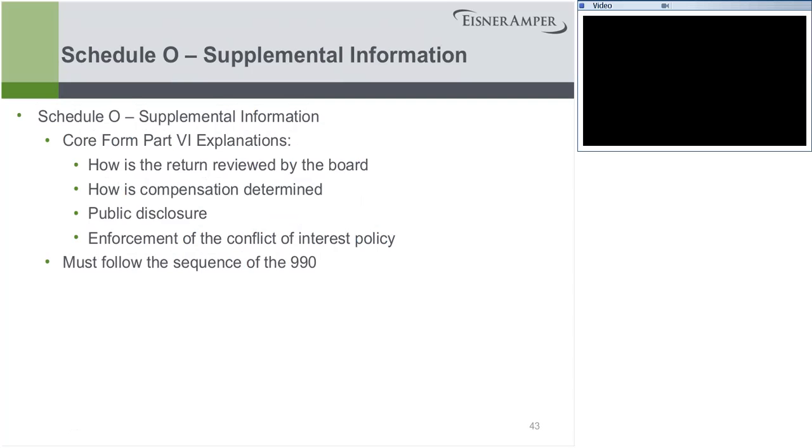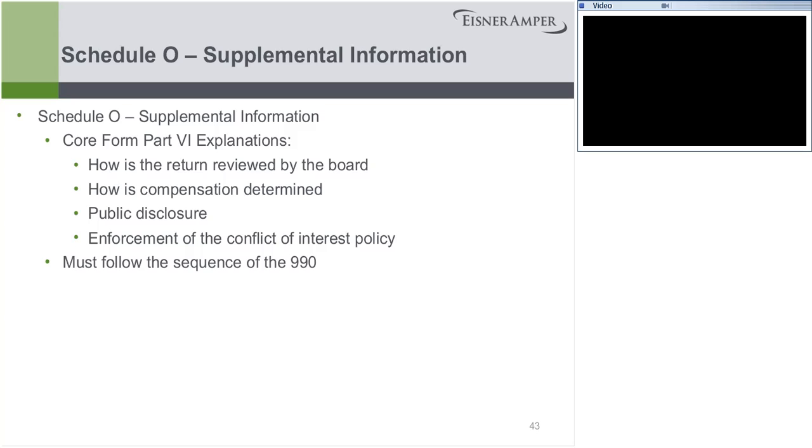Okay. Schedule O, sometimes called Other, sometimes called Oh My God. This is your chance to explain to the world everything that you couldn't explain in any of the other schedules, right? So you can put as much information in here as you want. There are certain things that are required to be in Schedule O. You are required to tell everyone about your conflict of interest policy, your compensation setting policies, and how the 990 is reviewed before it goes out.